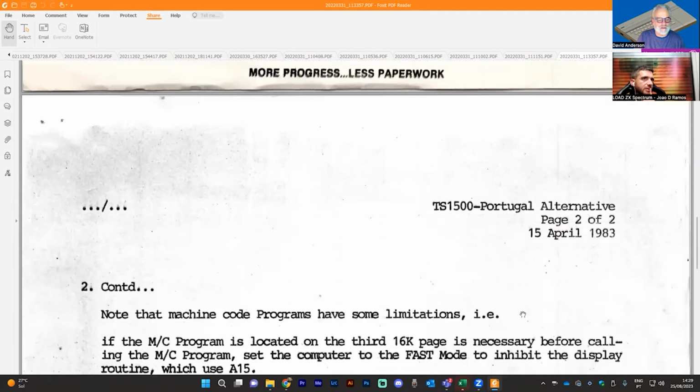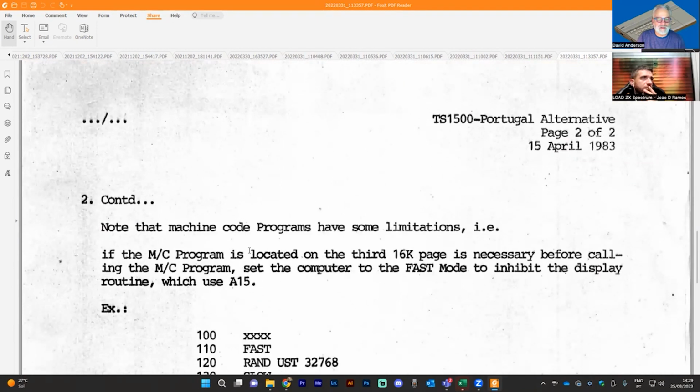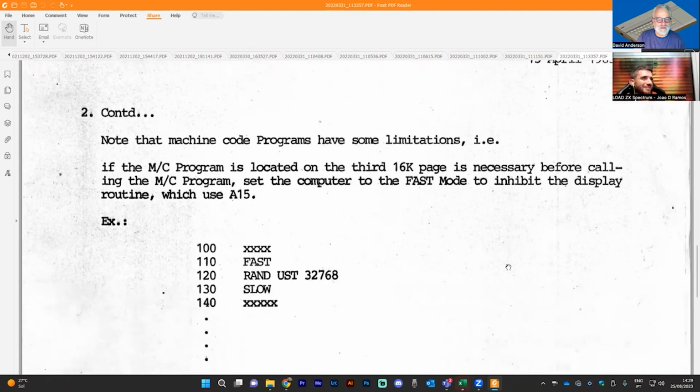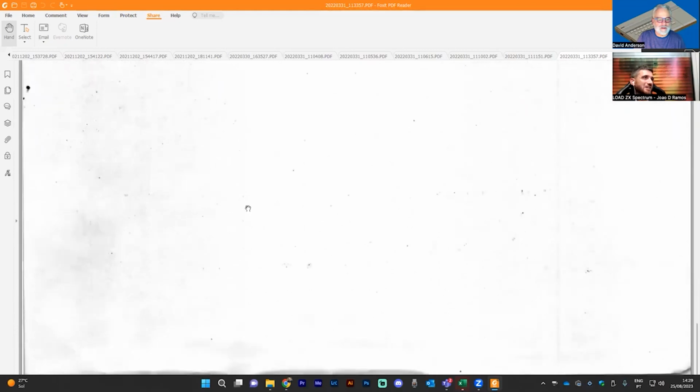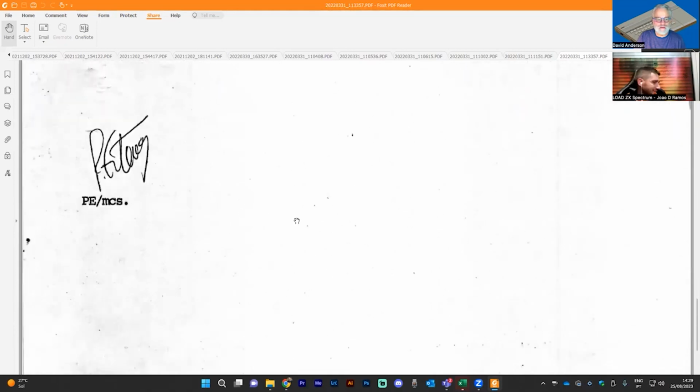Right. Okay. Page 2 of 2. If machine code program is okay on third. Yeah. Set the computer to fast mode. The fast mode, yes. And then put it back on. So okay. Doesn't say much. It's what it says. Okay.